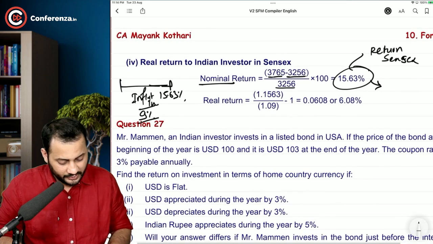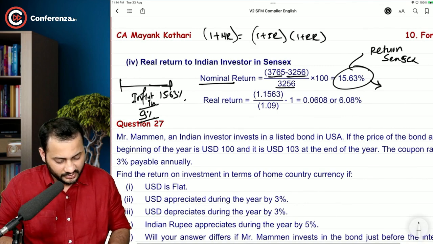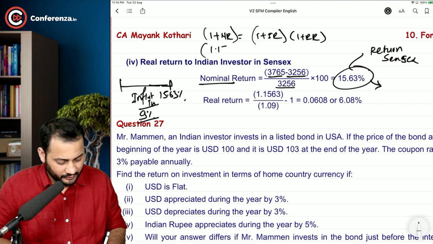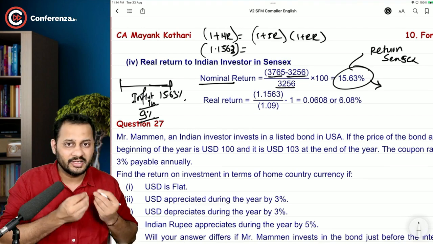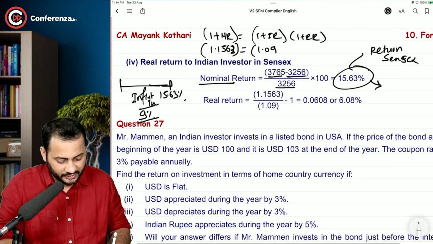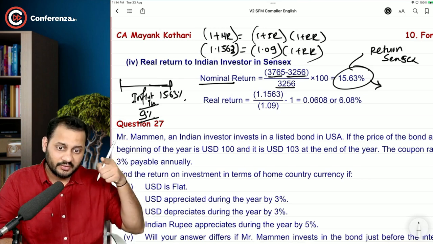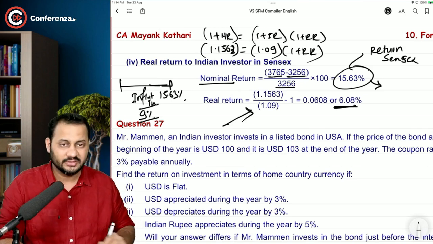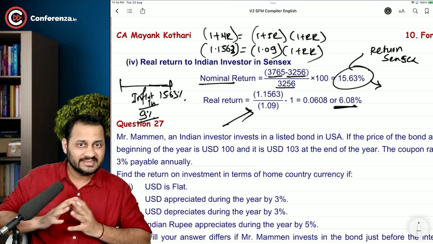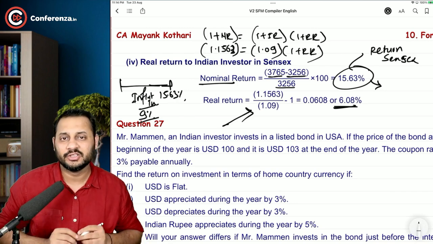So what we can do is 1 plus nominal rate of return is equal to 1 plus inflation rate in bracket 1 plus real rate. Put down this formula and you will get the values. 1.1563, we will assume that 15.63% includes all the inflation and real rate, and the inflation rate was 1.09. Now you can calculate the real rate. If you take that 1.09 on this side, the equation will become like this, and the real rate will be 6.08%. Means besides inflation, in reality you have earned 6.08%.